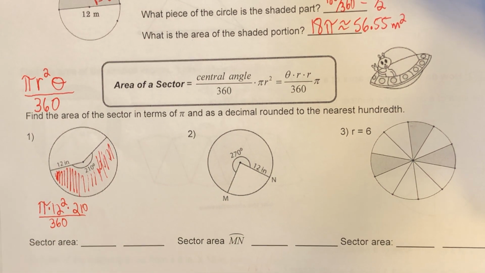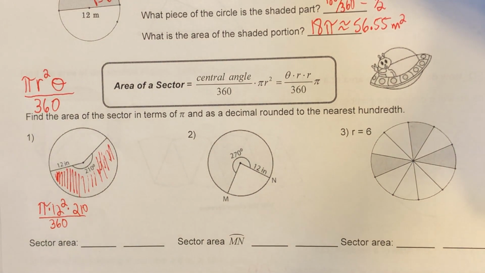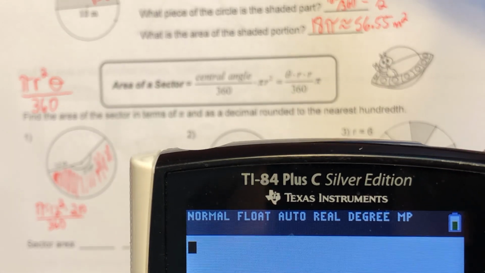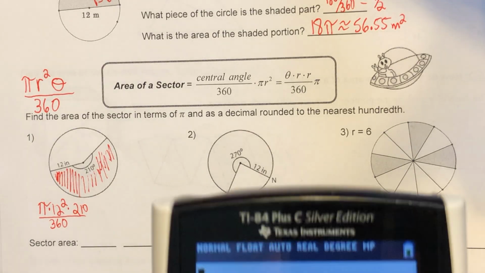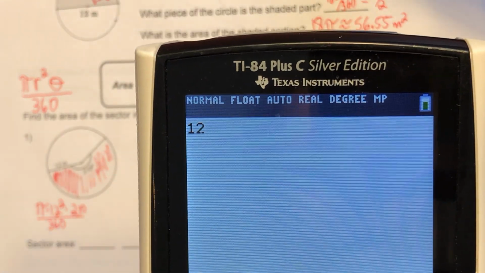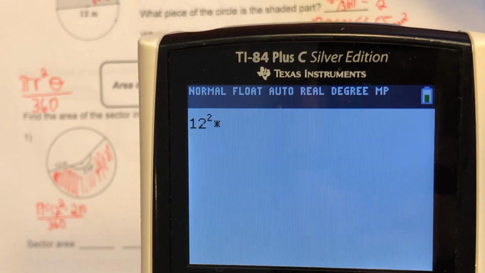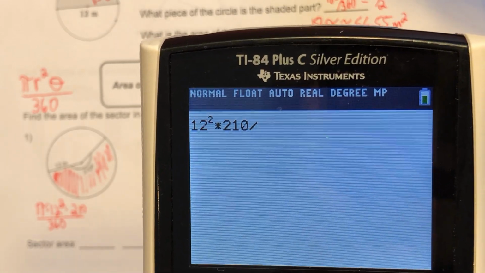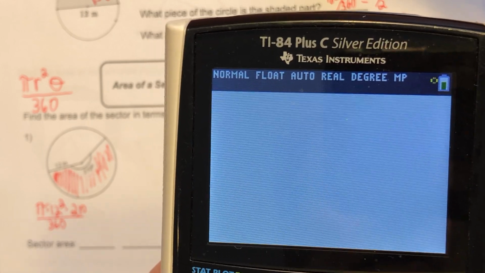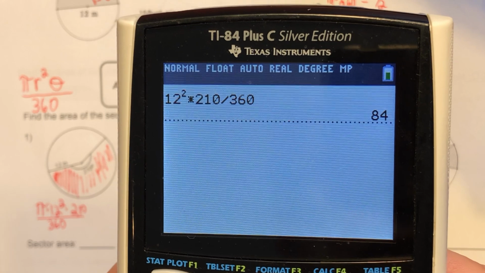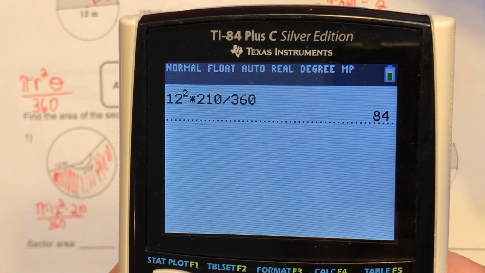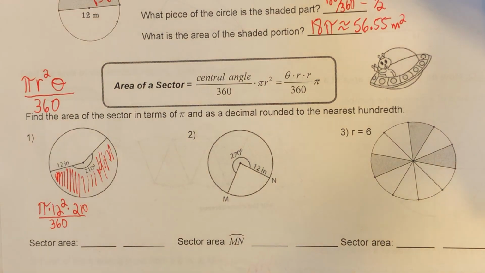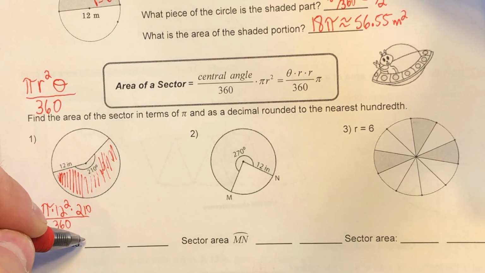Now, the first time I punch it in, I'm not going to hit the pi button. Just like on Thursday and Friday sometimes when they wanted it to be exact with pi as part of my answer, we don't hit the pi button. All right, so I'm going to go 12 squared times 210, all of that divided by 360. I hit enter, and I get 84. Now remember, I did not hit the pi button, so pi is after that 84. So 84 pi.